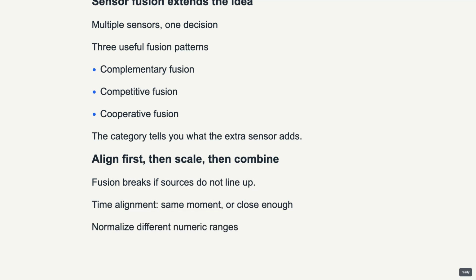Different sensors often live on very different scales, and large numbers can dominate a model even when they are not the most informative. Normalization pulls the features onto a comparable scale so the model can use meaning rather than raw magnitude.